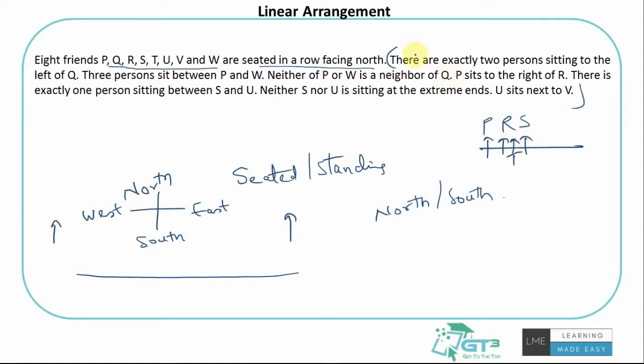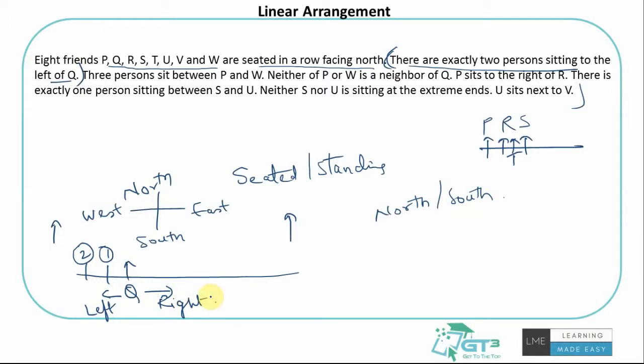They'll be giving you a set of clues that you can use to find out the location or position of each person in the set. For example, if I use this clue, there are exactly 2 persons sitting to the left of Q, this is where Q is sitting. Because Q is facing north, this would be the left for Q. So there is 1 person and there is a second person. I don't know who these 2 people are just based on this first statement, but I just know that Q is sitting in such a way that there are 2 people sitting to the left of Q, and this would be the right of Q.